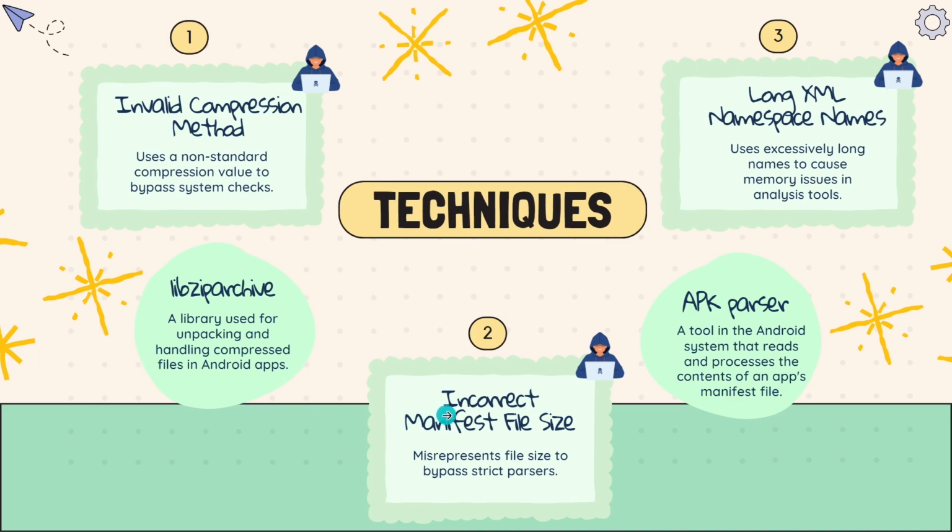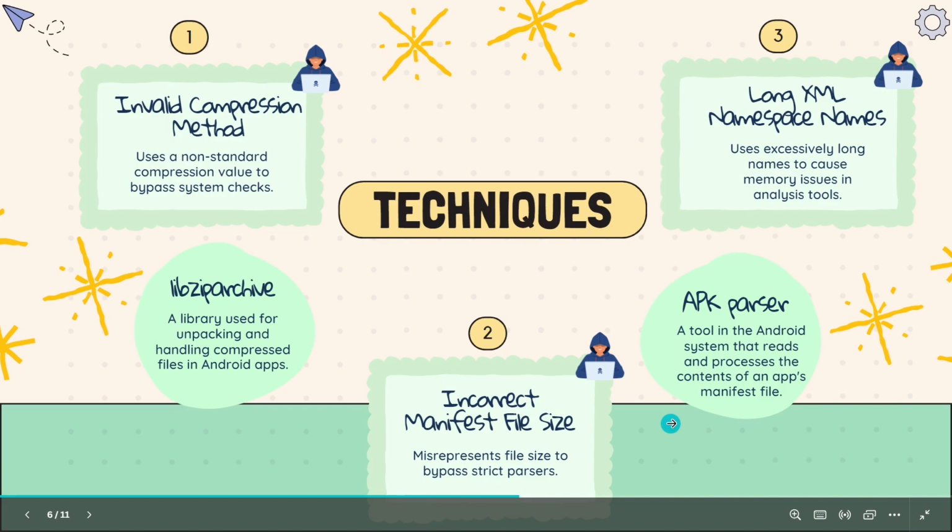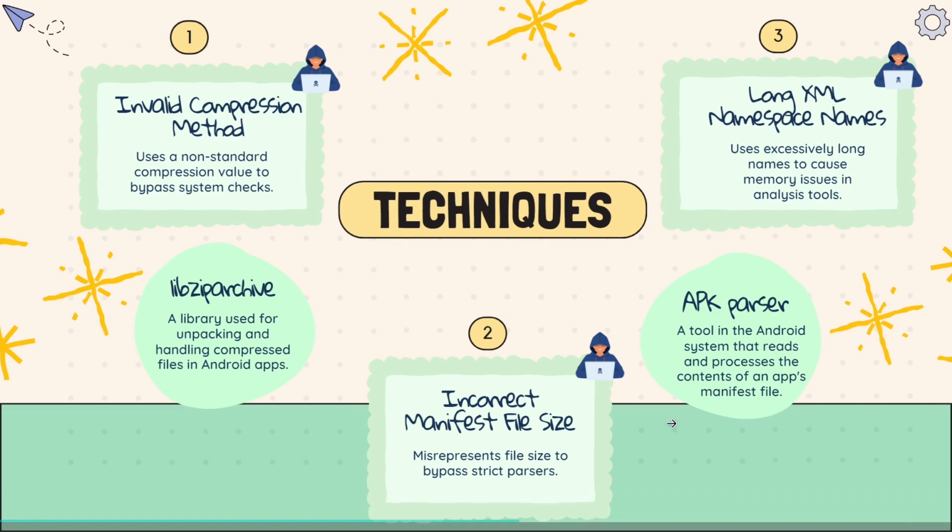Secondly, the second method is called incorrect manifest file size. SomniBot misleads security measures by falsely reporting the size of its archived manifest file. By providing an exaggerated file size, the malware ensures that the manifest parser ignores additional overlay data that would typically exceed the valid file size. This helps SomniBot slip past security checks that would normally catch this kind of trick.